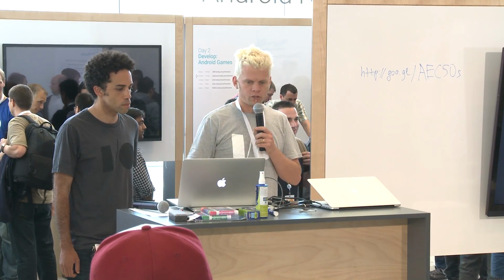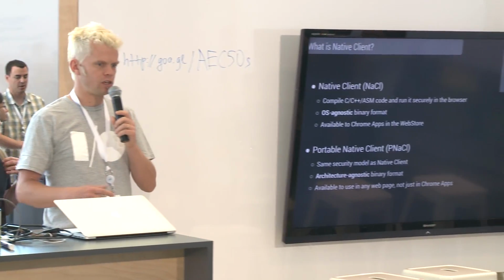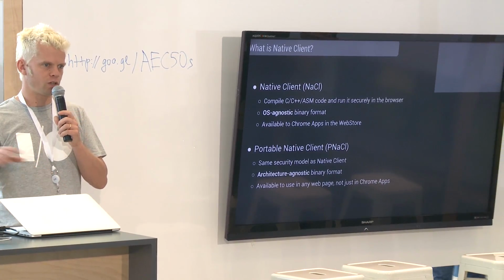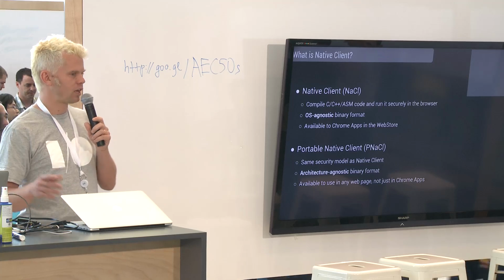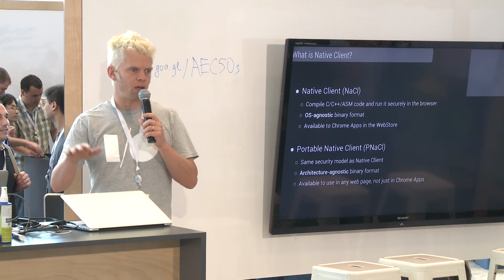So we'll start with a quick introduction. For those who don't know, Native Client is an open source project developed at Google with the goal of being able to compile and run native code in the browser securely. So this technology has been available to Chrome apps in the Web Store for a long time now. You just saw the presentation about how the Web Store works. And the portable native client, or PNaCl as we call it, is a newer technology that builds on native client and adds an architecture and OS-neutral binary format that allows native code to be run in the open web on any web page.